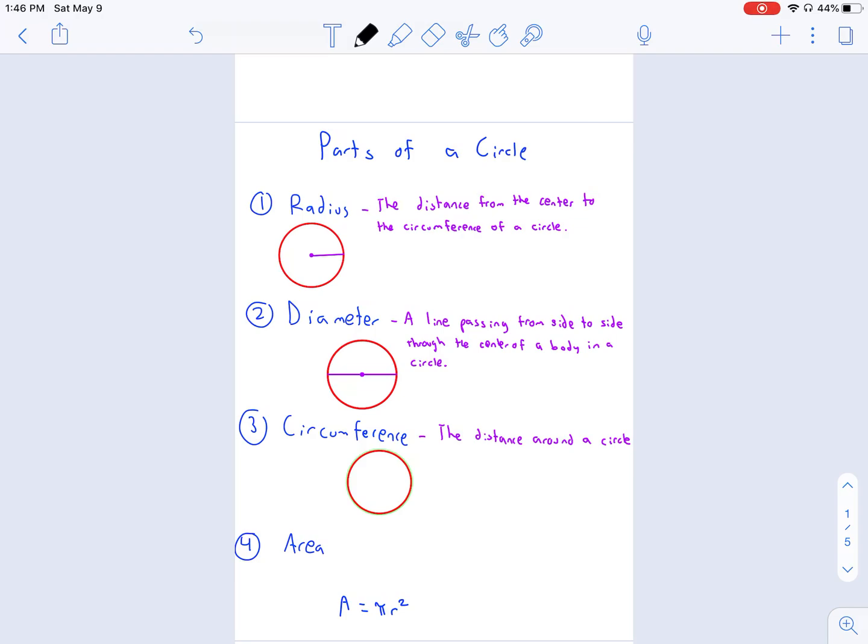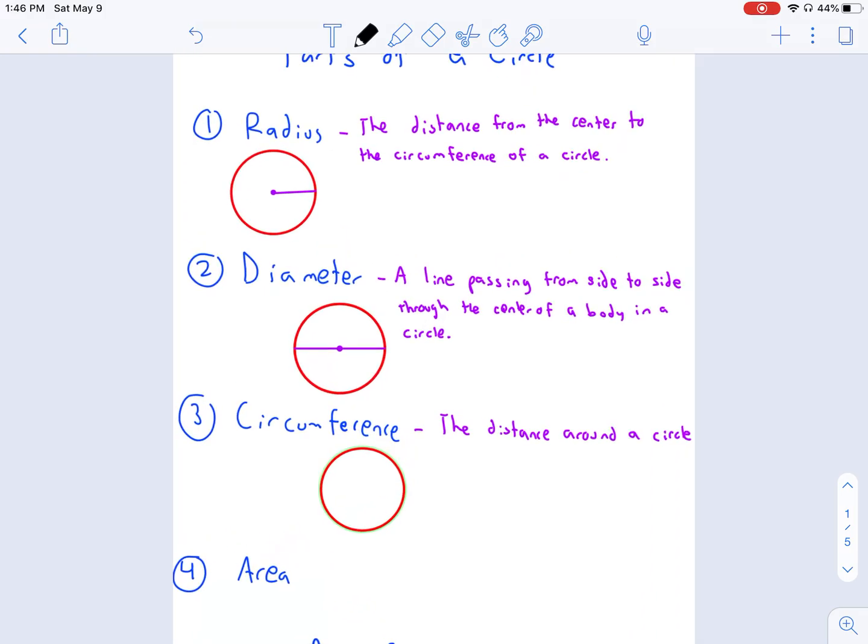The diameter is a line passing from side to side through the center of a body in a circle. So we are shown that the purple line is from one side to the other side and passing through the center of the circle. And the formula for the diameter is 2r, or 2 times r, because it's 2 times the amount of the radius.